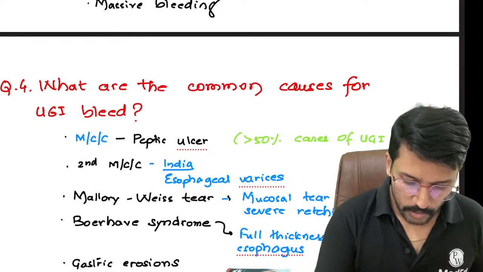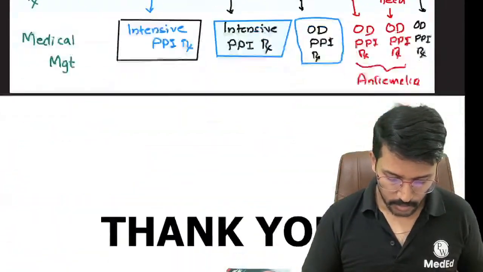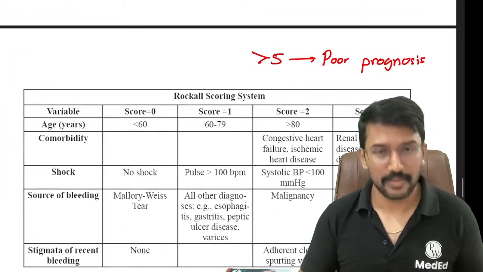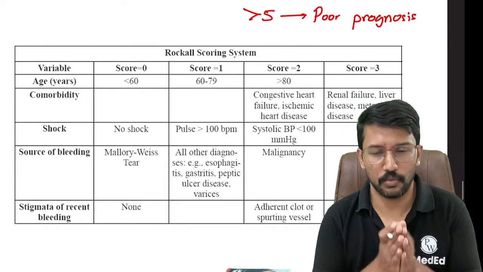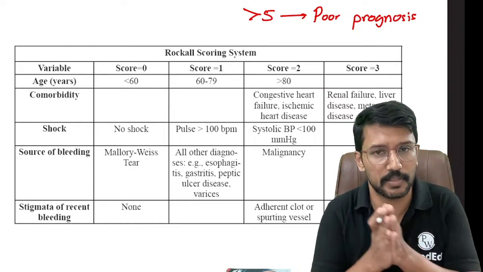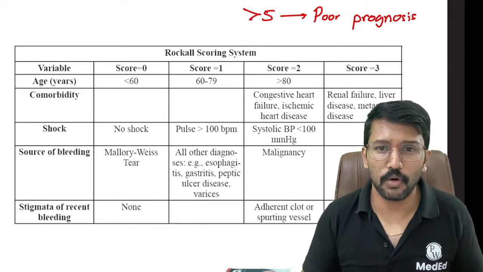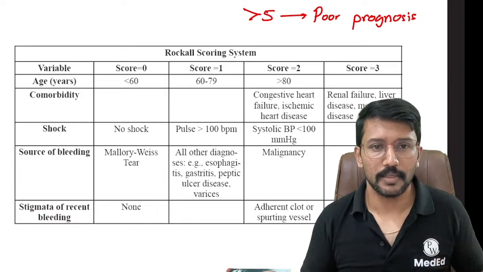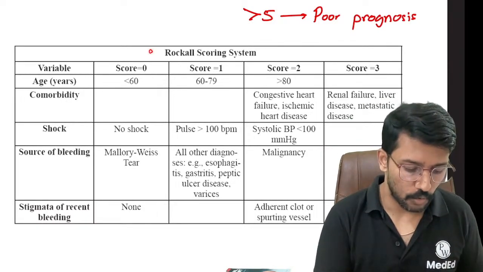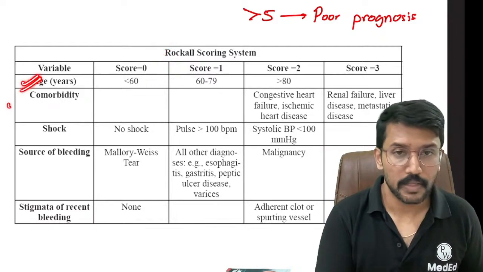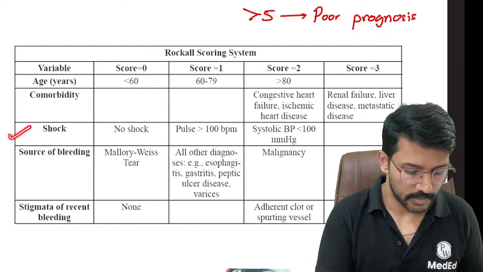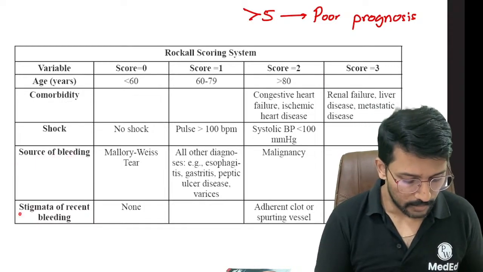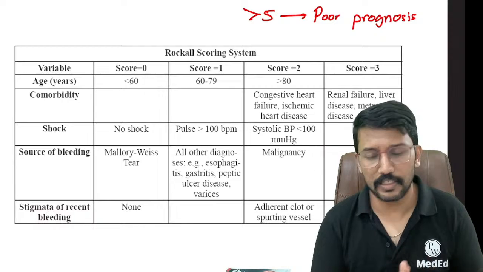Okay. So one last score that I want you to study today is what is called the Rockall score. This is primarily used for prognostication, to understand the risk of mortality in a patient presenting with upper GI bleed. So if this score is more than 5, the patient's risk of death is very high because of the blood loss. Now what parameters go into Rockall scoring? Age of the individual, presence of certain comorbidities, whether the patient has shock at the time of presentation, what is the source of bleeding, and whether there is any stigmata of recent bleeding.